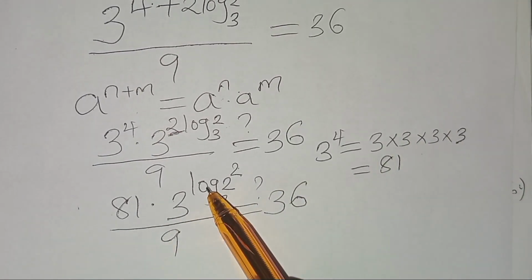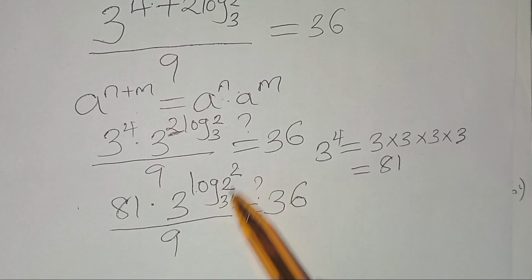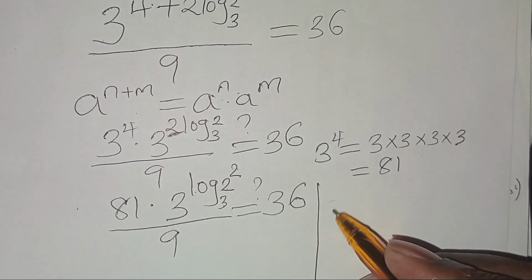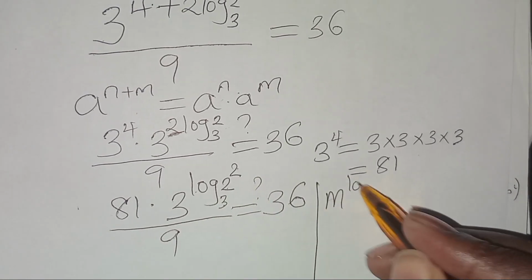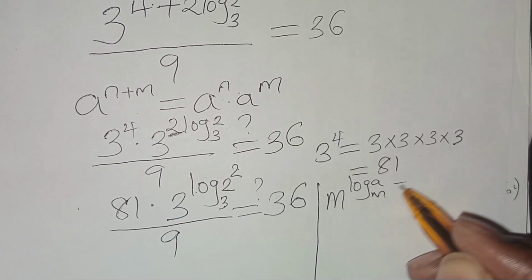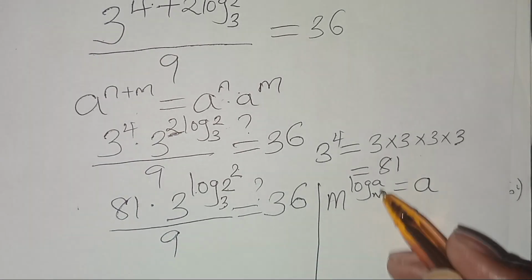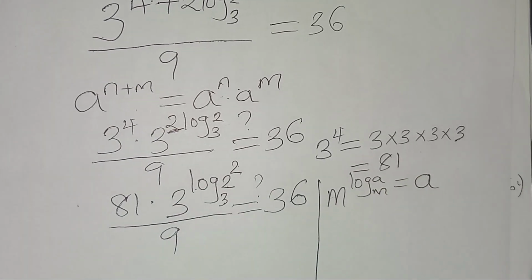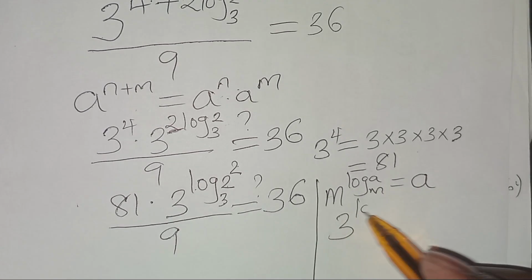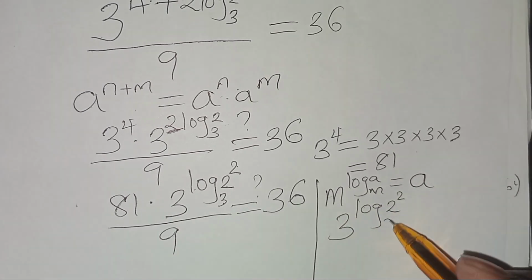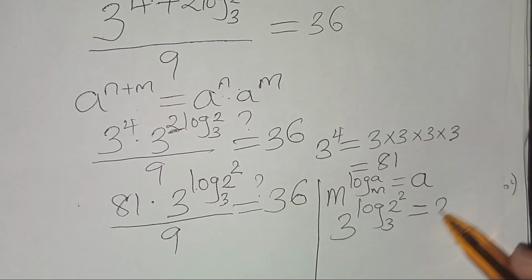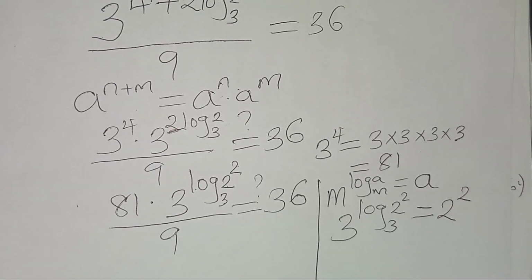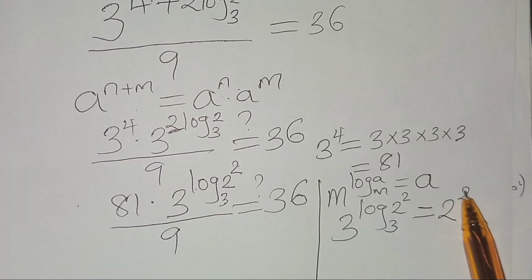Now, 3 to the power log 2 squared to base 3 is in the form of m raised to the power log a to base m, which is basically equal to a. Applying this logarithm property, we'll have 3 raised to the power log 2 to the power 2 to base 3, and this will give us a value of 2 squared. Now let's substitute this 2 squared.